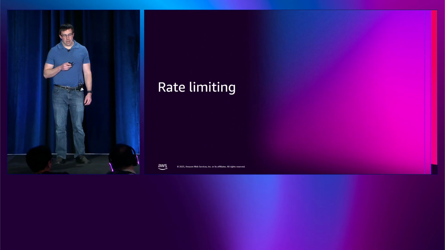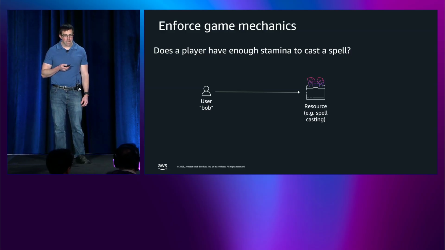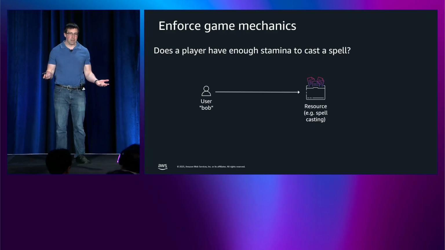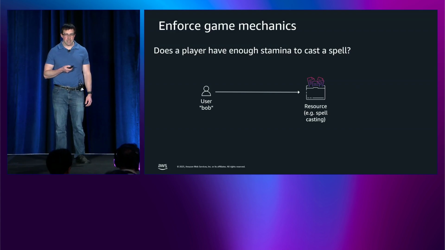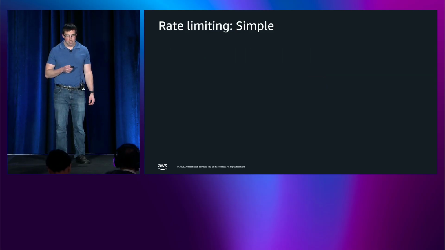Now let's look at a usage of rate limiting in our application. So you might want to use rate limiting in an MMORPG to enforce game mechanics here. So let's say we want to answer the question, does a player have enough stamina to cast a given spell at a point in time? So as Bob is trying to access a resource, in this case spell casting, and can only do so many spells in a certain time period before that quota resets. So we can do this simply in Valkey using a counter effectively.